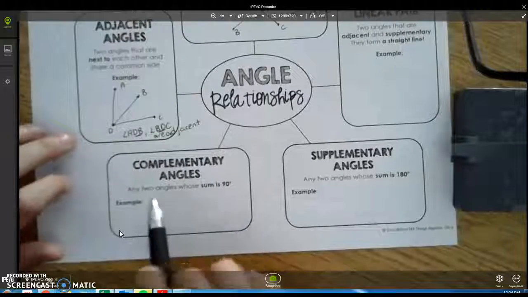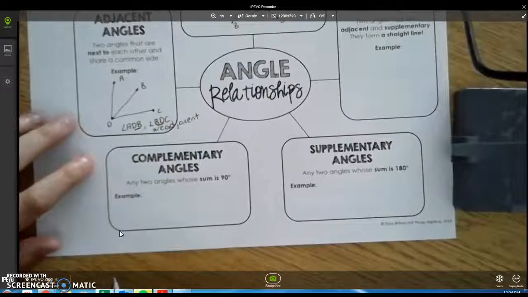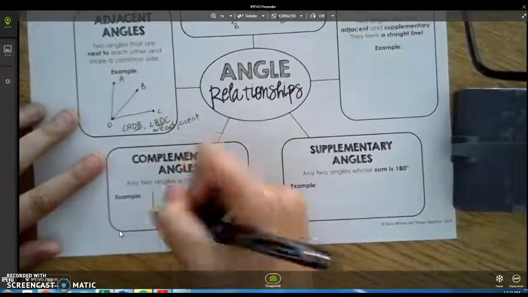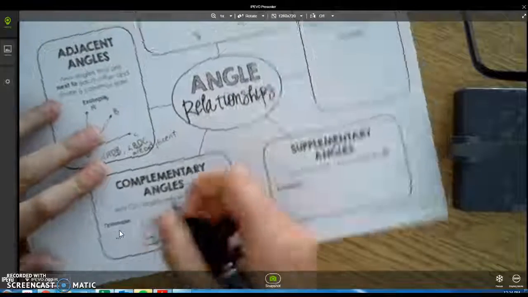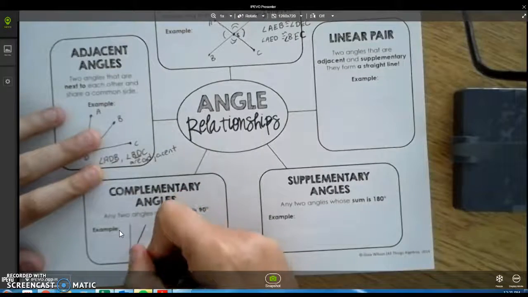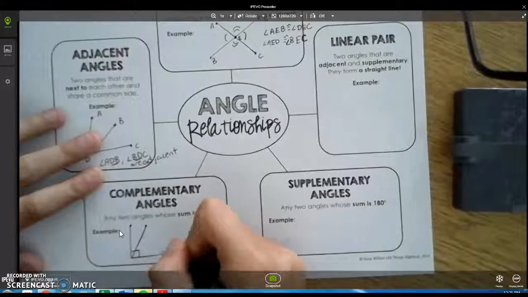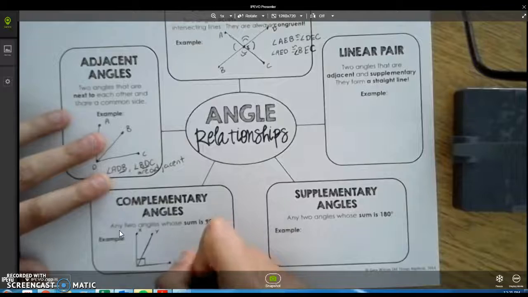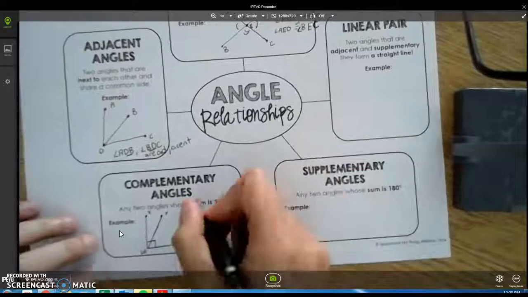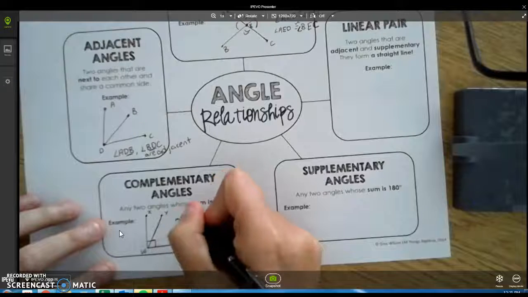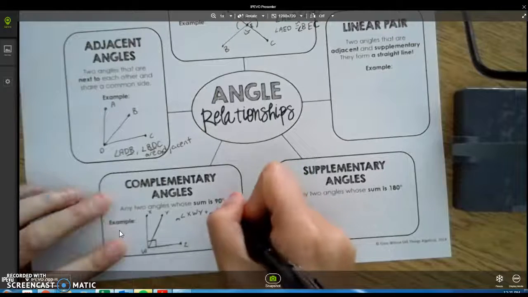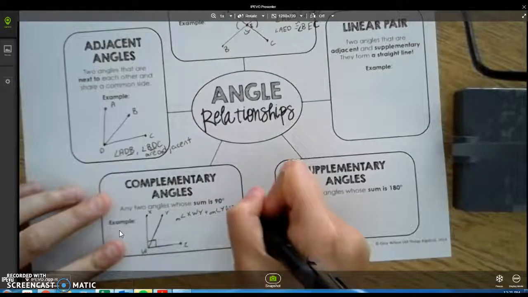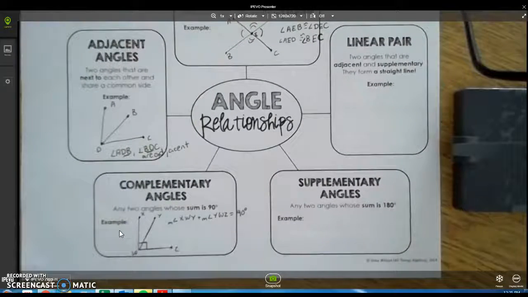Complementary angles. Any two angles whose sum is 90. You're most commonly going to see that in a right angle, right? So a lot of times you're going to just see complementary angles like this. There's just an X, Y, Z, and W. So the measure of angle XWY plus the measure of angle YWZ would equal 90 degrees. Pretty obvious because you know it's a right angle.